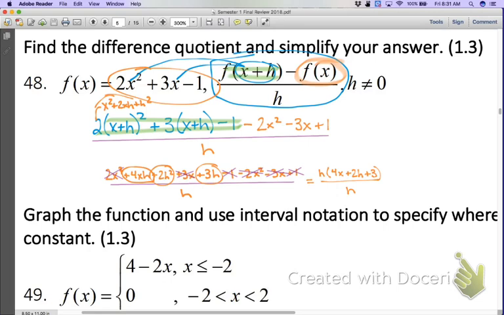all over h. What's going to happen to the h's? They're going to cancel, leaving me with a final answer of 4x plus 3 plus 2h. I'm just going to put the h on the end.